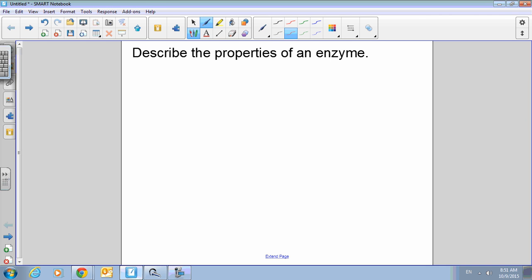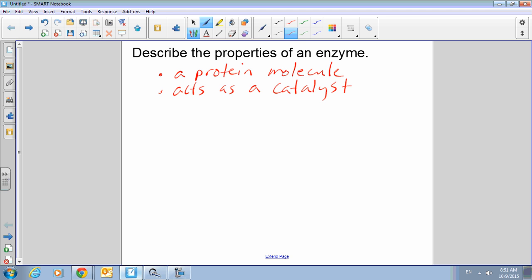Properties. It's a protein. Let's start there. All enzymes are protein molecules. Shane, acts as a catalyst. And if I wanted to explain what a catalyst is to people, how would you word that, Shane? Speeds up chemical reactions. Perfect. Speeds up chemical reactions. That's what we mean when we say catalyze.